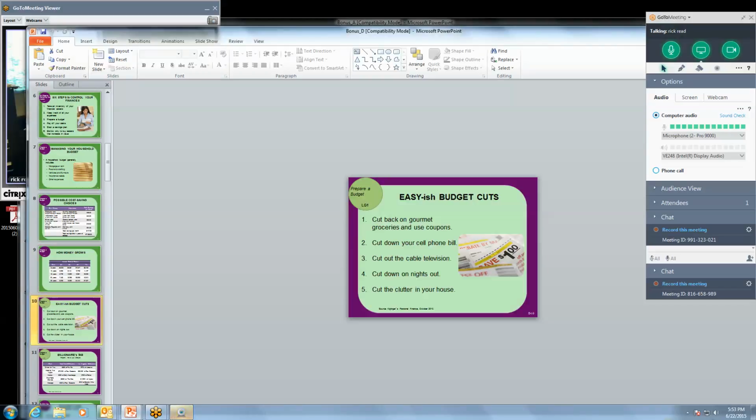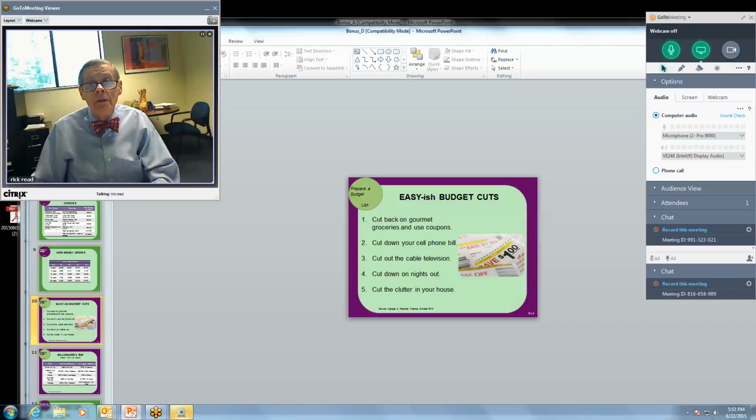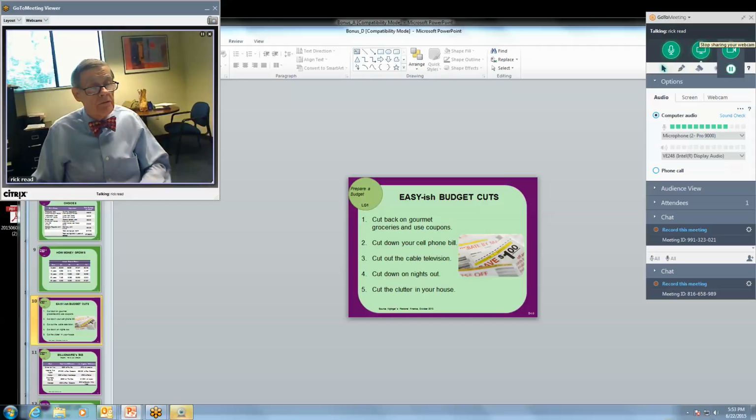This is just ways to cut back. There's nothing that's magic here. Cut down on your cell phone bill, cut out cable TV. Some people might do that. I would, but I realize there are some things I wouldn't give up. But it wouldn't bother me if I gave it up.